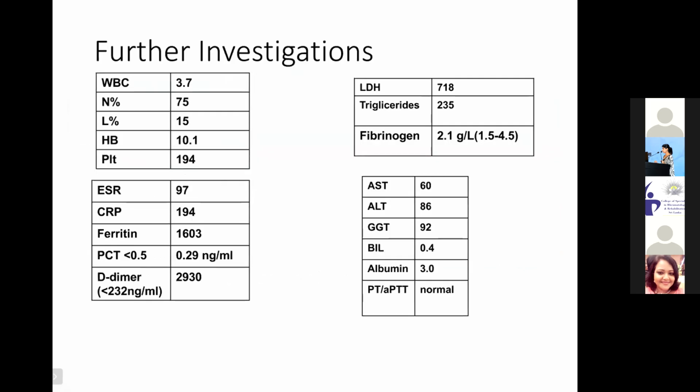Further into investigation, we noted her to have leukopenia, mild anemia, and this time relative thrombocytopenia compared to the last admission. Inflammatory markers were still high, but this time PCT was normal. And there we noted a relative drop of fibrinogen compared to the last admission. And her liver profile showed elevated transaminases and low albumin level suggestive of hepatic involvement.